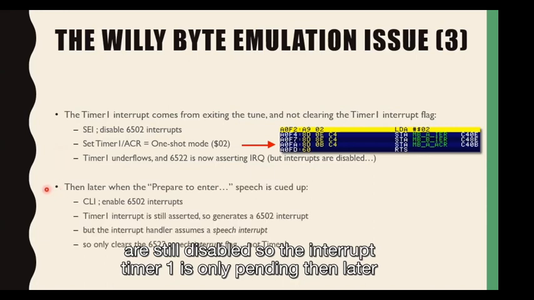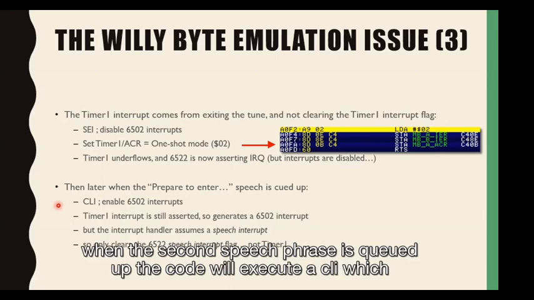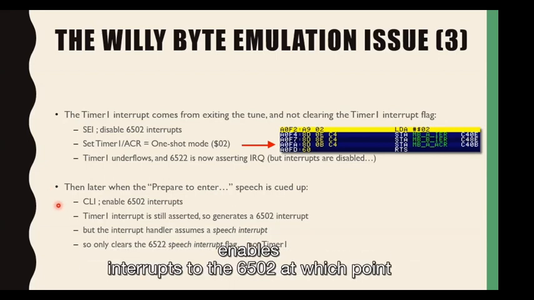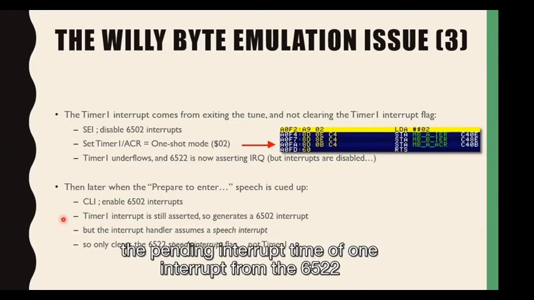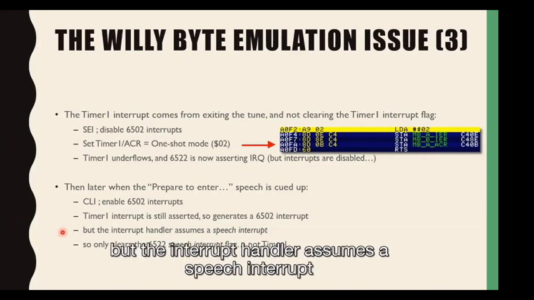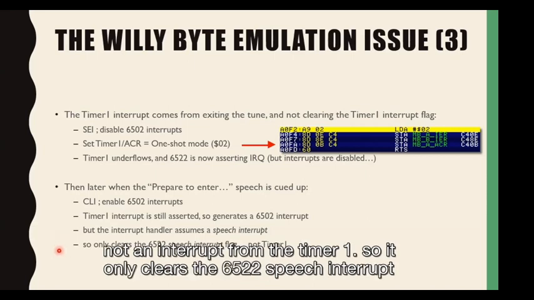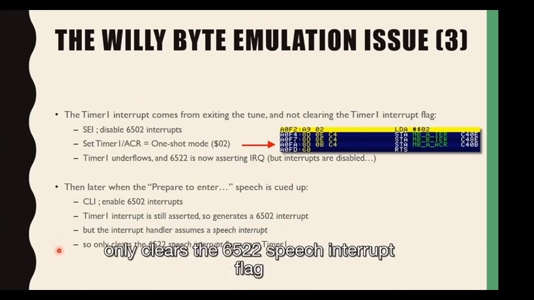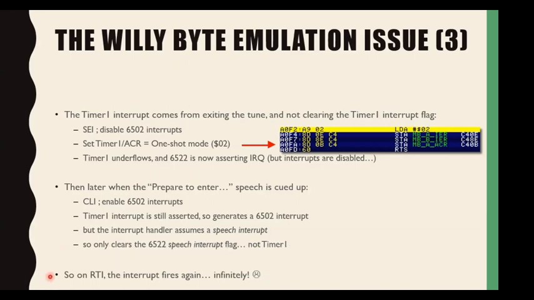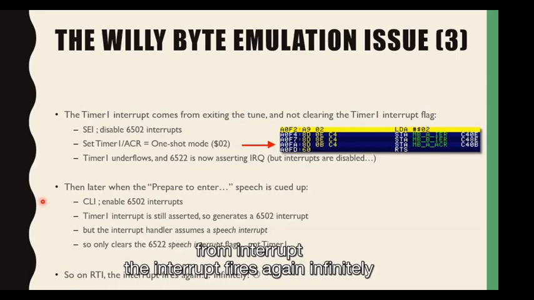And then later, when the second speech phrase is queued up, the code will execute a CLI which enables interrupts to the 6502, at which point the pending timer 1 interrupt from the 6522 can now be taken by the 6502. But the interrupt handler assumes a speech interrupt, not an interrupt from the timer 1, so it only clears the 6522 speech interrupt flag. And then, on executing RTI, that is, return from interrupt, the interrupt fires again, infinitely.